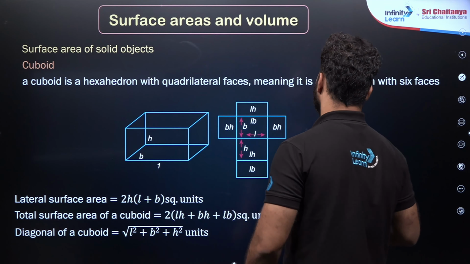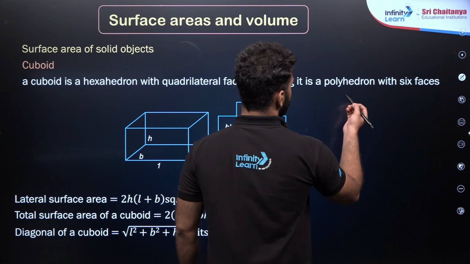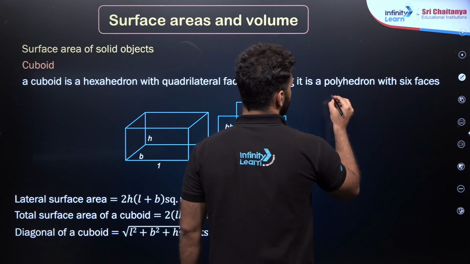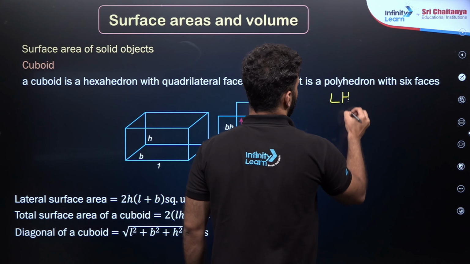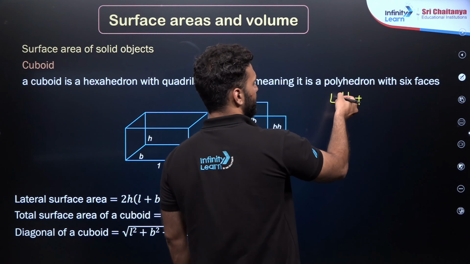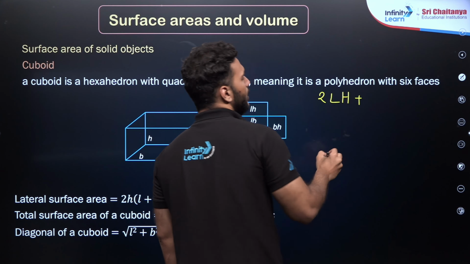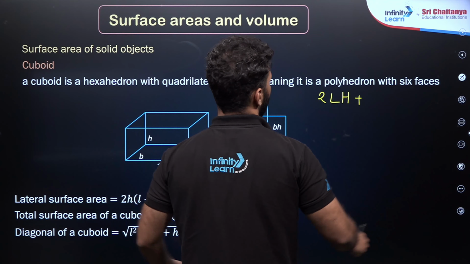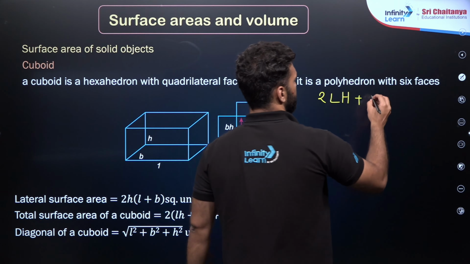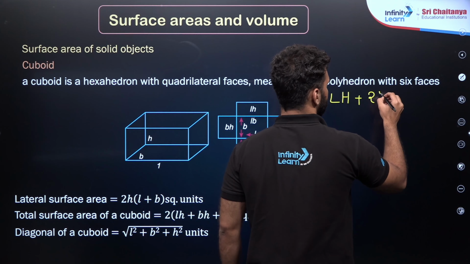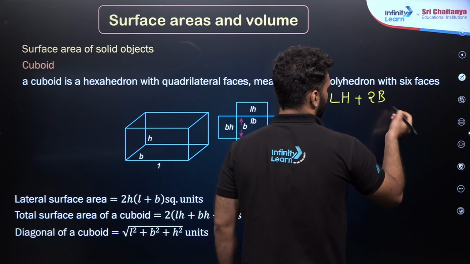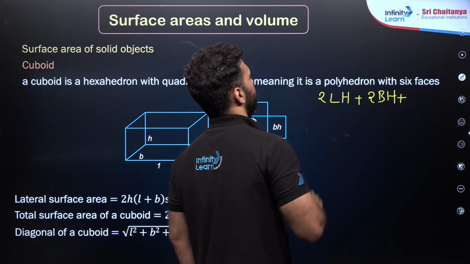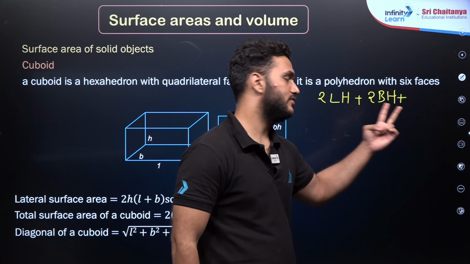What is the area of a triangle? Oh, sorry, rectangle. Length into breadth. For this wall, length is length, but breadth is height. So we can say length into height, plus. But sir, we have two such walls, so multiplied by 2. Then I have this wall. It has the width of my room and height of this room. So it will be 2 into width, or you can take breadth, into height. And we have two such walls, that's why multiplied by 2.